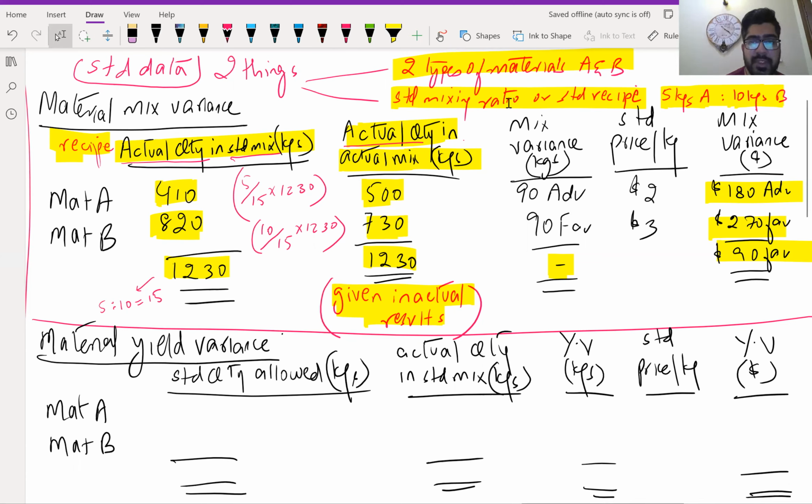Okay, no questions means we will move towards the next. Don't copy at the moment. Yield is easier than mix. And once you complete yield, I will give you time to copy, and then you will do question number 2 on your own. Now yield variance is easier. How?